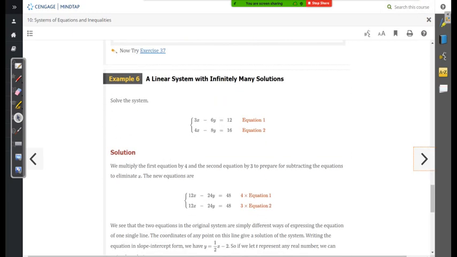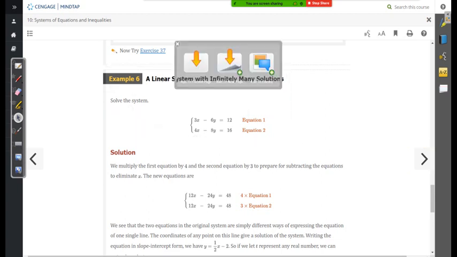Alrighty, and then the last one, right? So I told you today was a pretty simple day. The last one we have is a linear system with infinitely many solutions. So if it's infinitely many, then these two are going to end up being the exact same line, right? So let's begin. Looks like we can cancel the 3 and the 4.